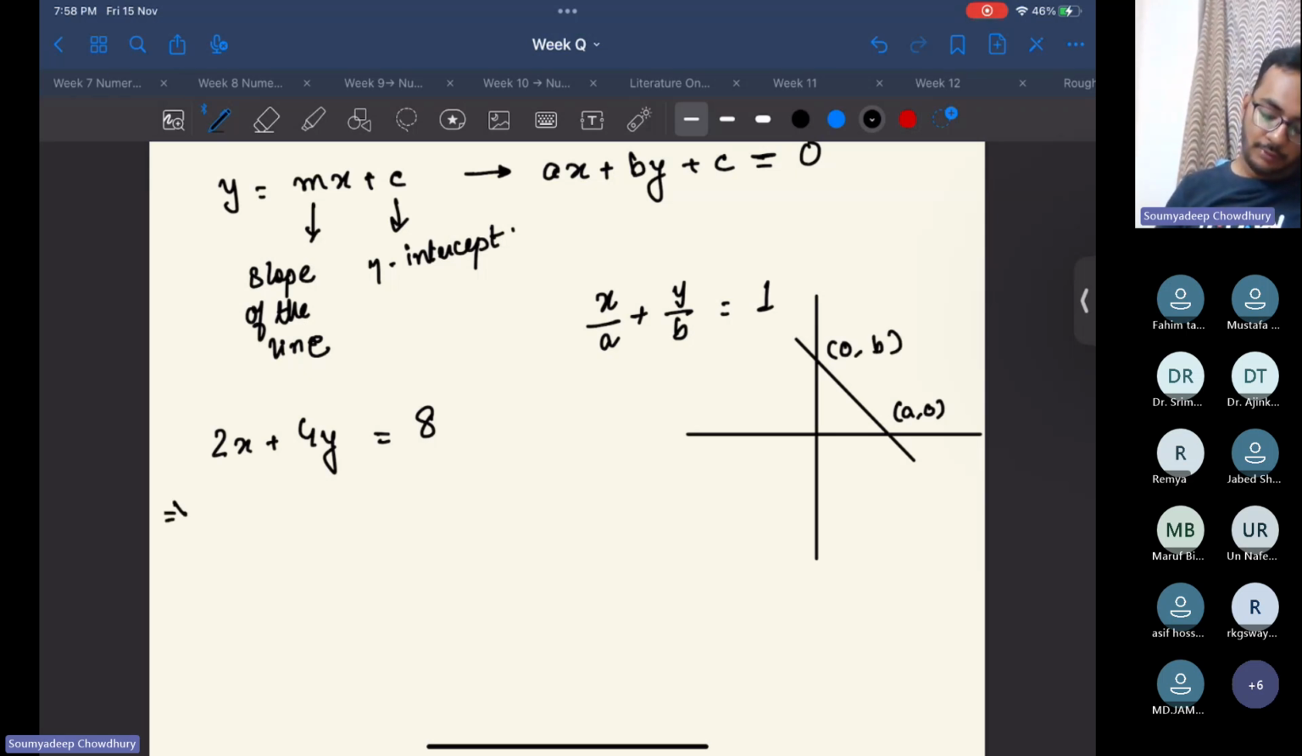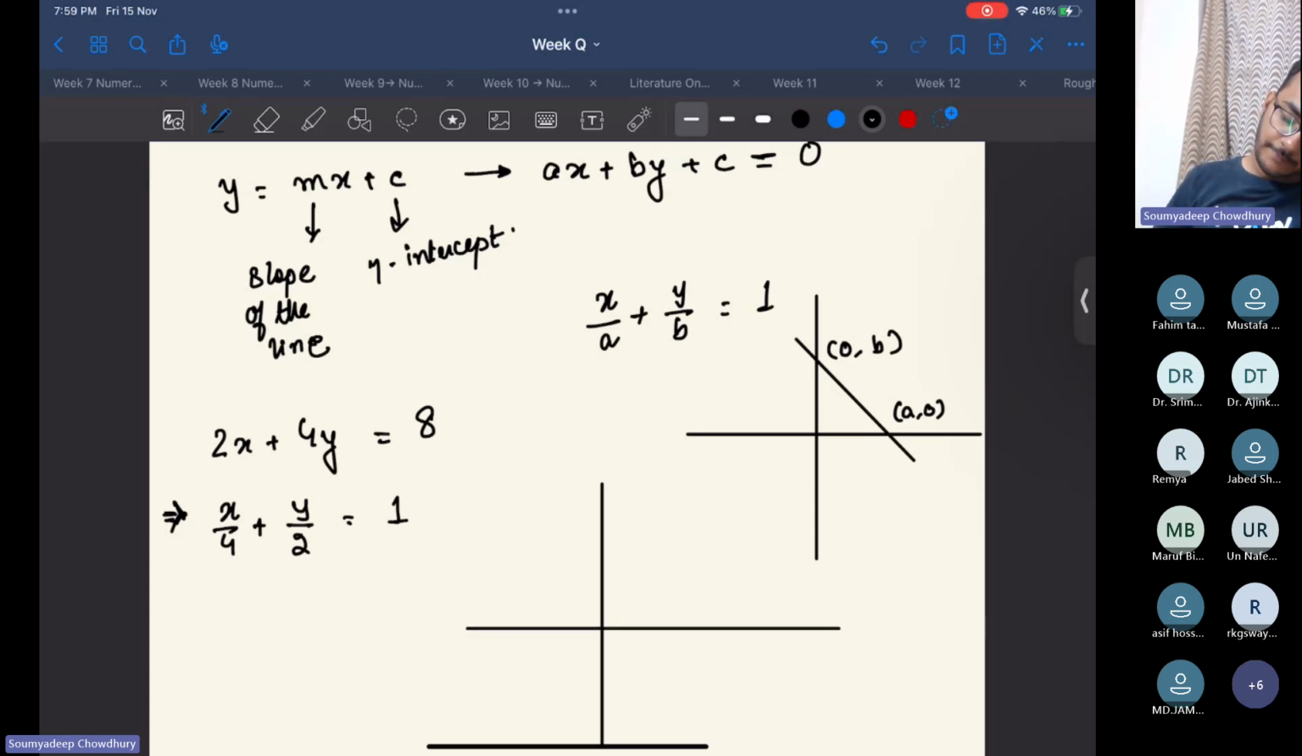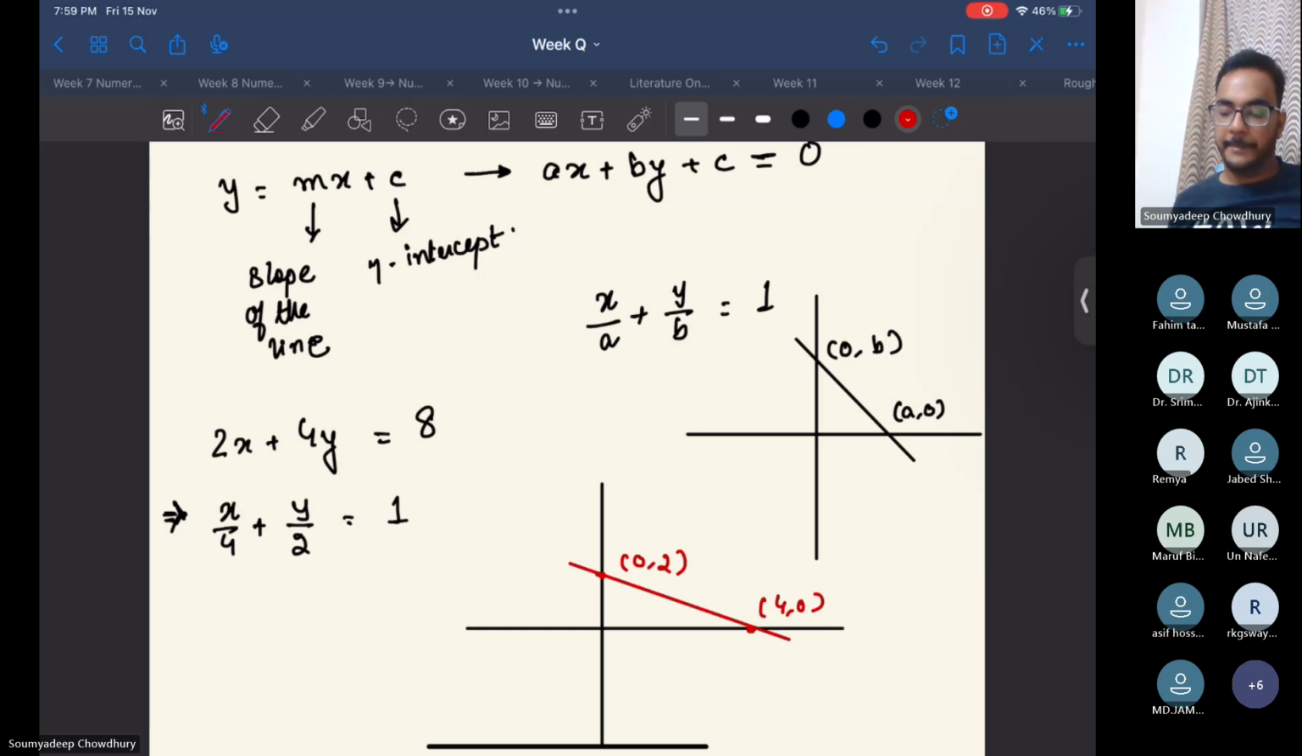Similarly, if I try to do it for this equation, the right hand side I have to make 1. So it is basically x by 4 plus y by 2 equals 1. So the plot of the equation will look something like this. Your x-intercept will be 4 and y-intercept will be 2. So this is my 4 comma 0 and this point is 0 comma 2. So this is the basic way to plot an equation. Clear, right?